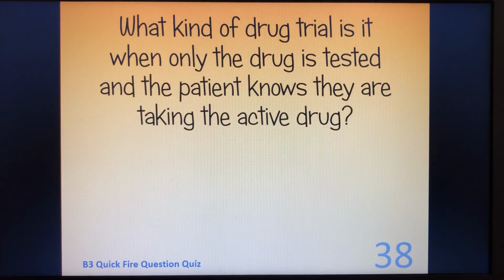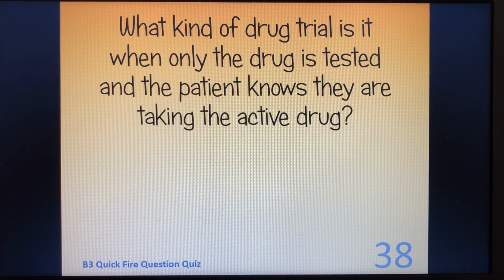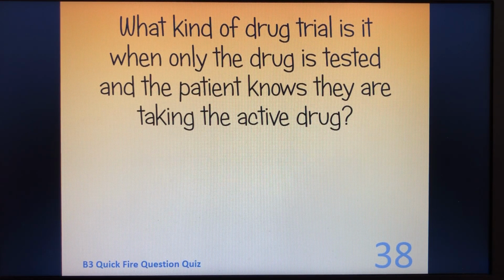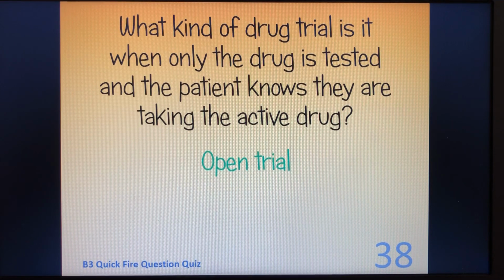Question 38. What kind of drug trial is it when only the drug is tested and the patients know they are taking the active drug? I've already referred to this. And the answer is an open trial. Okay, everybody knows that everybody in the drug trial has the active drug and they're not using a placebo at all.